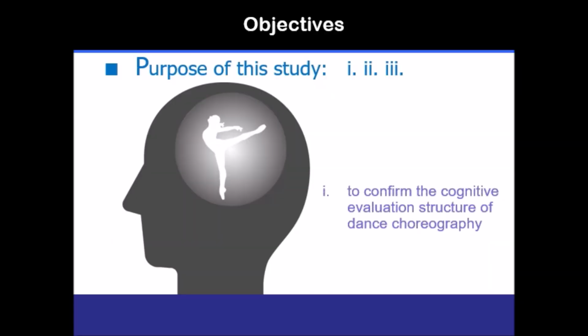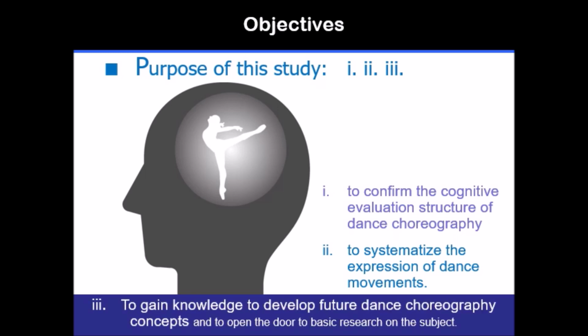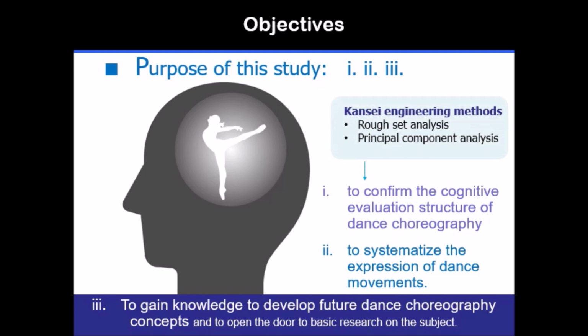Objectives. The purpose of this study is to confirm the cognitive evaluation structure of dance choreography, to systematize the expression of dance movements, and to gain knowledge to develop future dance choreography concepts. Kansei engineering methods were used for these purposes.